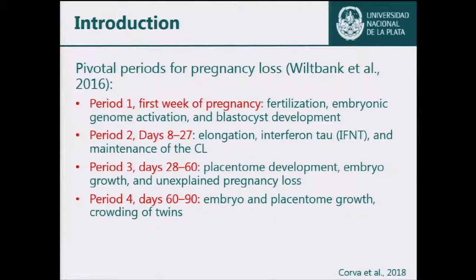Then we have period 3, which goes from 28 to 60, and finally period 4, which goes from 60 to 90. Today I'm going to focus the study from day 28 all the way to 210, so we'll comprise period 3 and period 4.